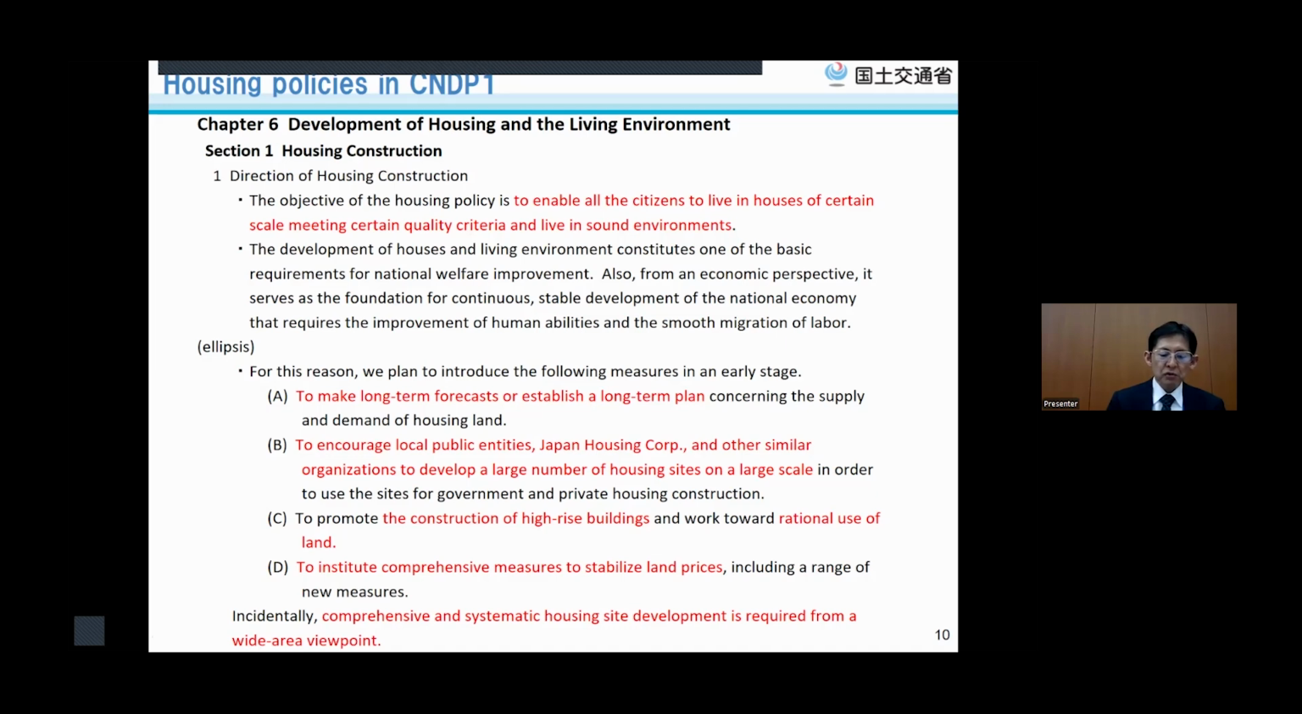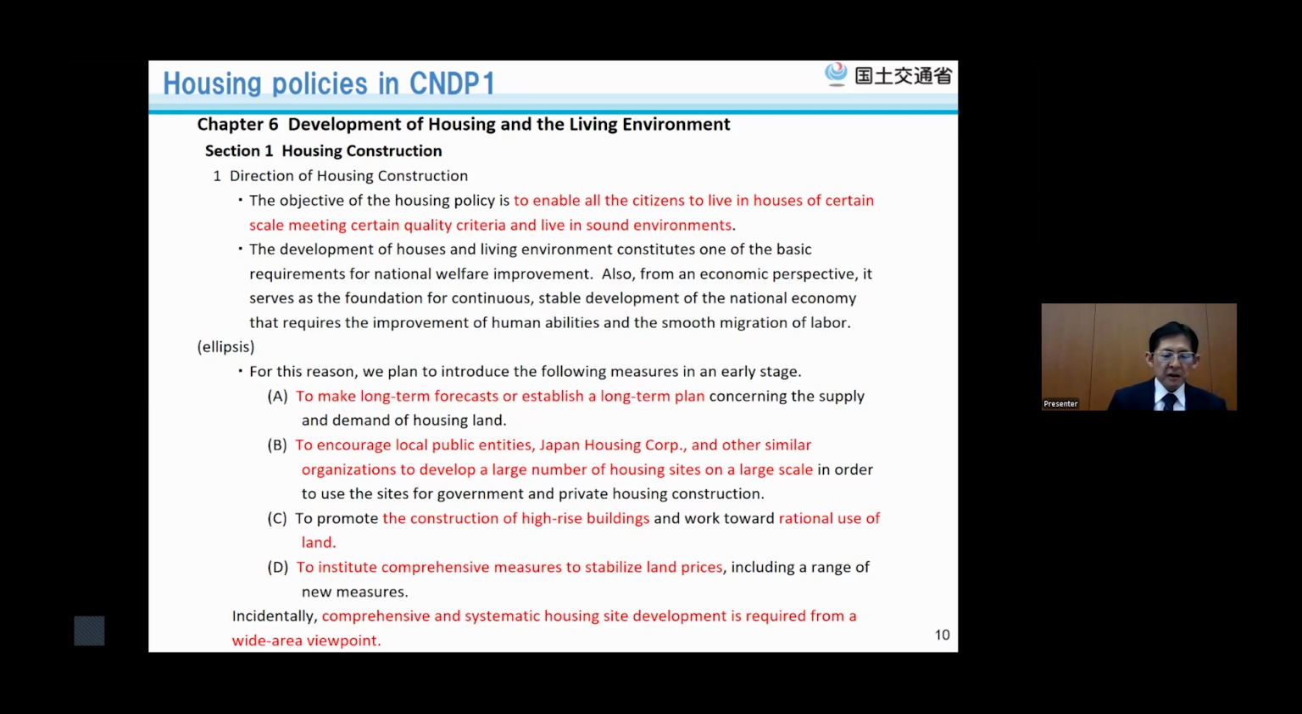As for the position of housing construction, the objective of the housing policy is to enable all citizens to live in houses of certain scales, meeting certain quality criteria, and living in sound environments. From the economic perspective, it serves as the foundation for continuous stable development of the national economy, and that requires the improvement of human abilities and the smooth migration of labor. For this reason, we introduced the following measures in the early stage: to make long-term forecasts, establish a long-term plan concerning the supply and demand of housing land, and to encourage efficient land use by building high-rise constructions.